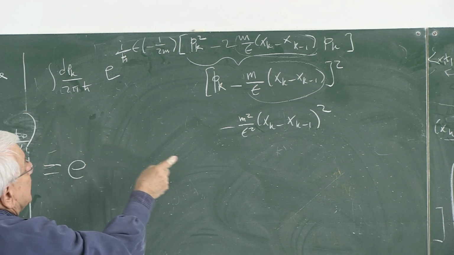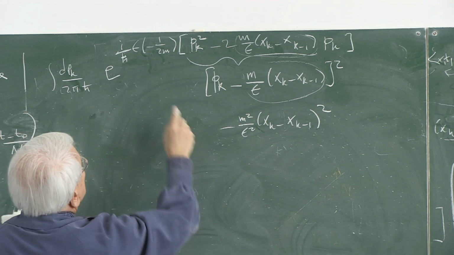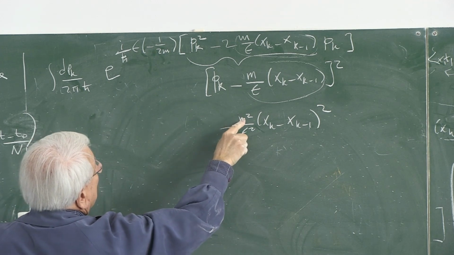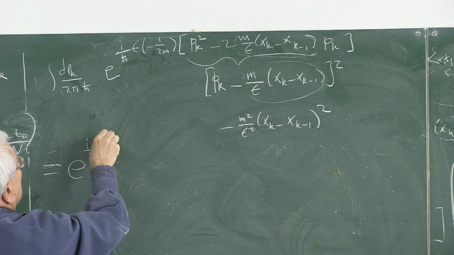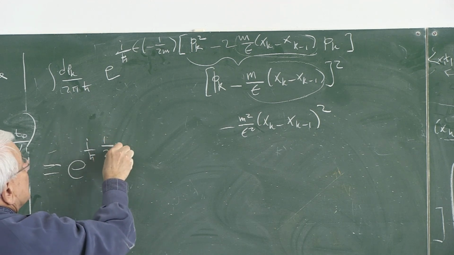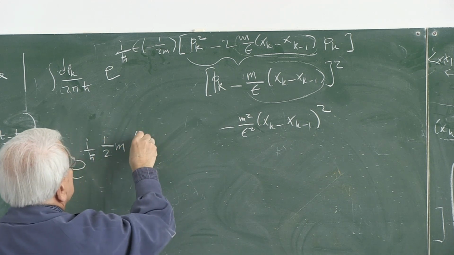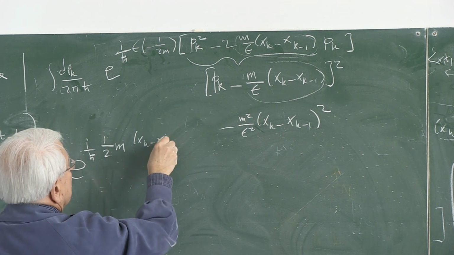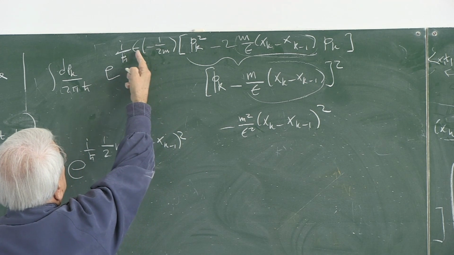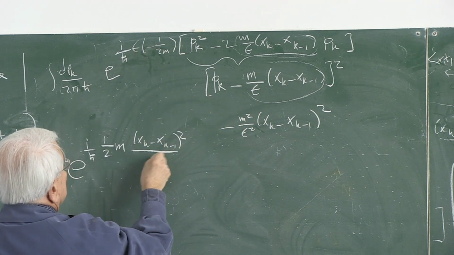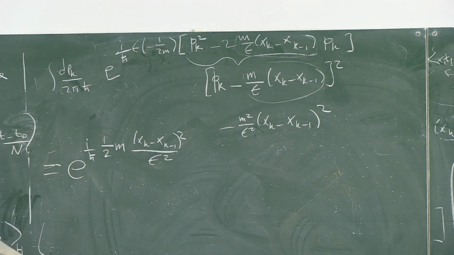It becomes now what? There's a minus 1 over 2m and m squared, so it is i over h bar, 1 over 2 times m, xk minus 1 squared divided by, there is an epsilon in here, 1 over epsilon squared in there. How nice. Again, you recognize this, right? 1/2 times m times velocity squared when you put everything under the integral sign.